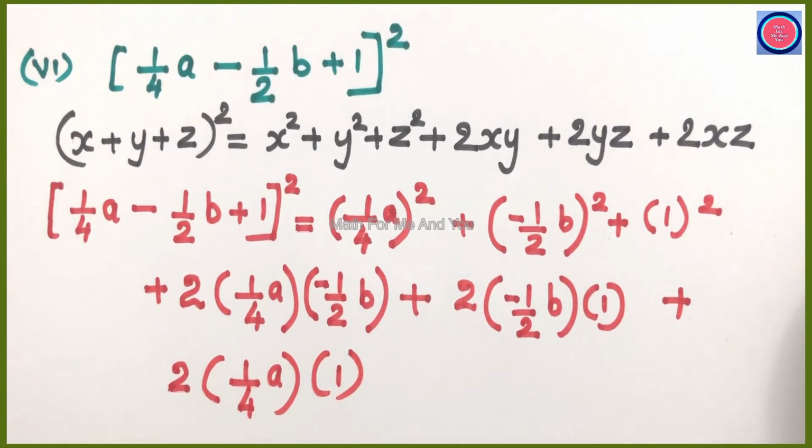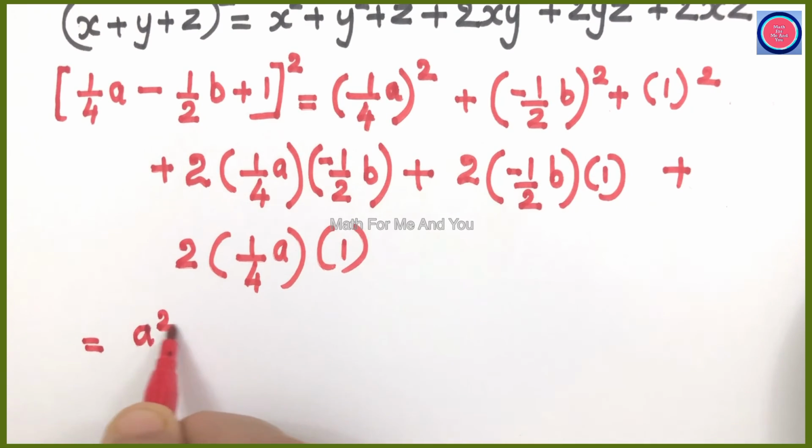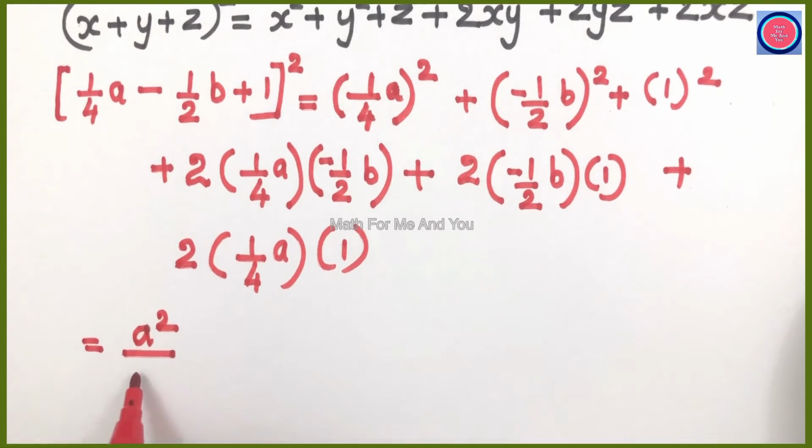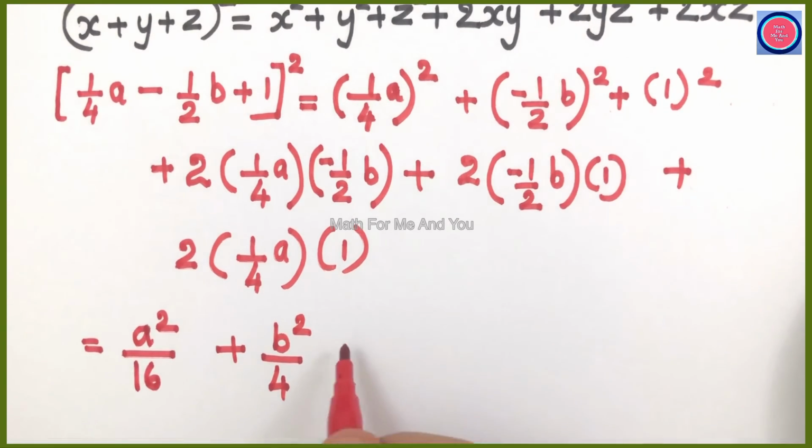Next we can simplify each bracket. The first bracket 1 by 4a the whole square. 1a is numerator. A power 2 is a square. Divide by 4 square is 16. Numerator square divide by denominator square. Next term is minus b the square. It is b square. Divide by 2 square. It is 4. Plus 1 square is 1.